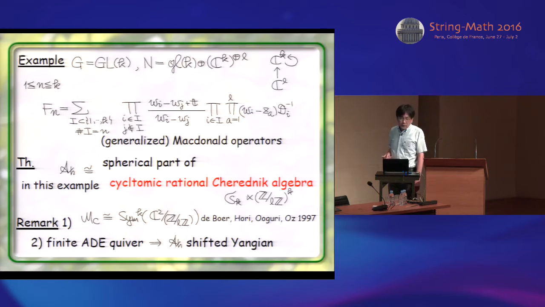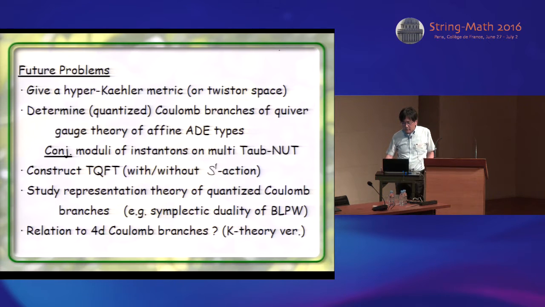So this is the first remark, and the second remark. We have similar operators for finite ADE quiver, and in this case we prove that the quantized Coulomb branch is the so-called shifted Yangian. So I conclude with problems. This construction just gives us the coordinate ring of the Coulomb branch.